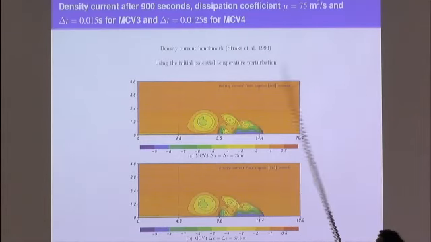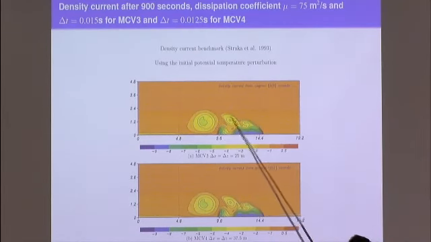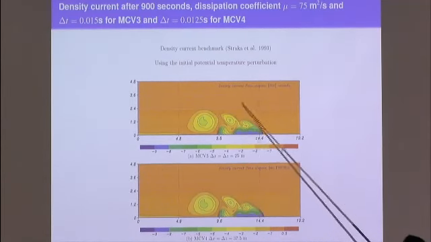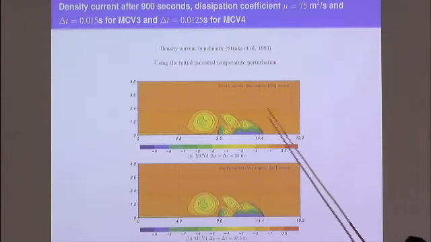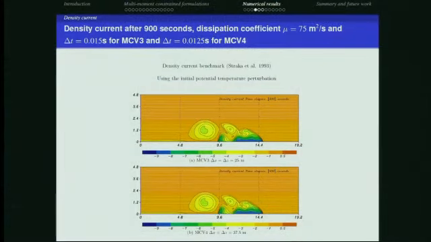Yes, this is another test. It shows the third-order scheme simulation result after 900 seconds. With the fourth-order scheme, we can get the potential temperature perfectly. I think it's perfect.